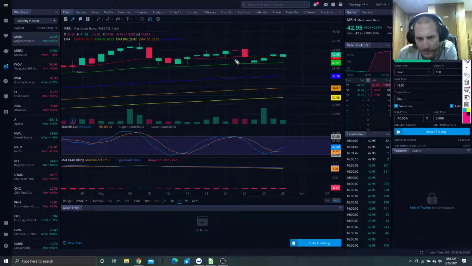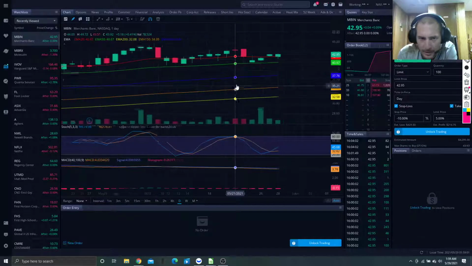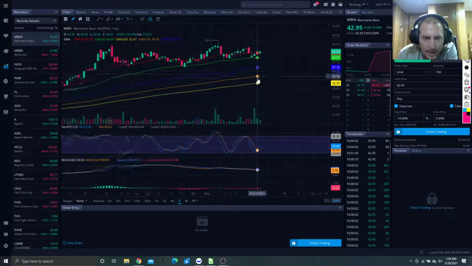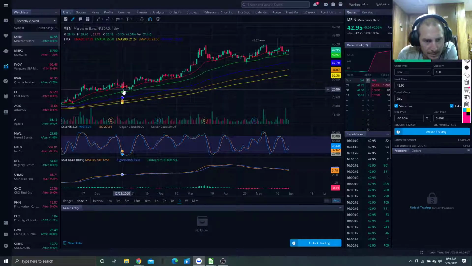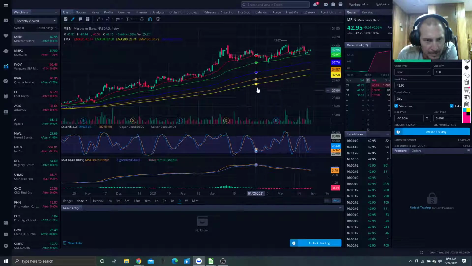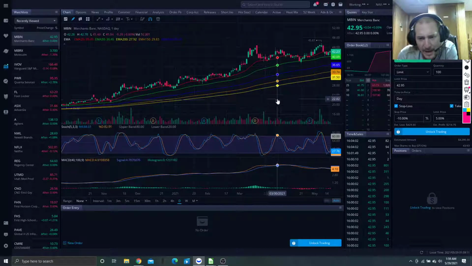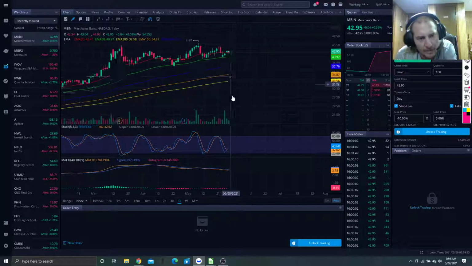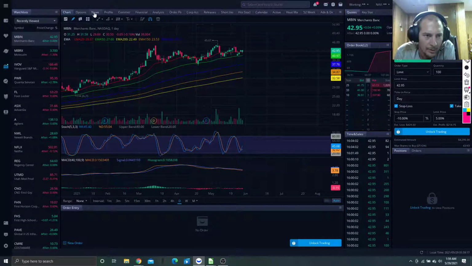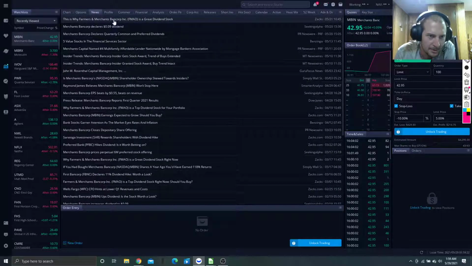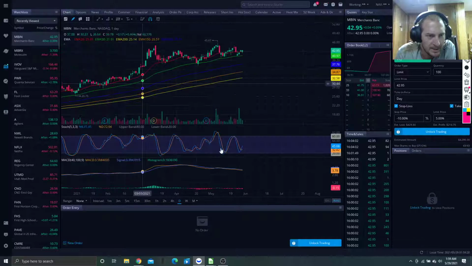So a couple things we want to look at before we do that. How many times has price bounced off of this 50-day average? See, we've got 1 here, 2 here, 3 there, 4 there, 5. So it's a pretty high probability that price is going to bounce again off of this 50-day. Let's check our news for MBIN. Make sure nothing is crazy. I don't see any news here.